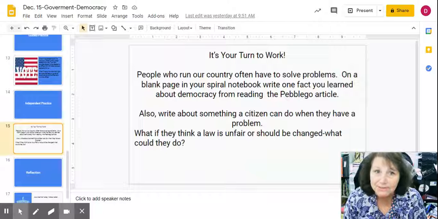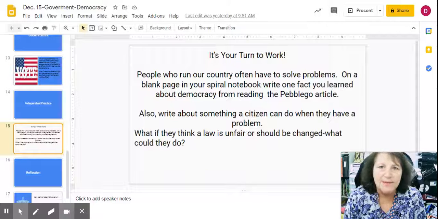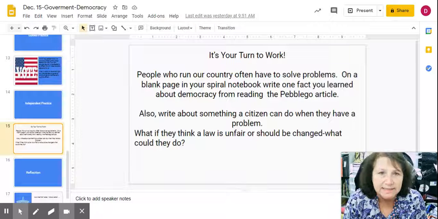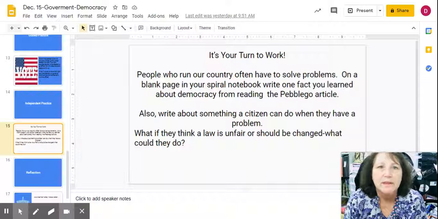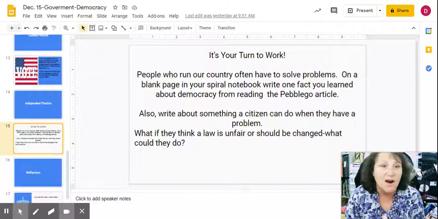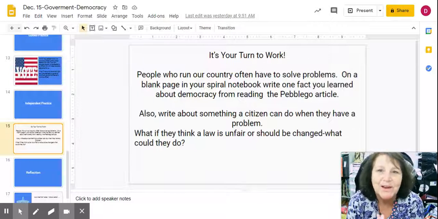It's your turn to do some work. People who run our country often have to solve problems. On a blank page in your spiral notebook, write one fact you learned about democracy from reading the PebbleGo article. And yes, you all as students are problem solvers every day, and you do a fantastic job at this. So I know you're prepared.